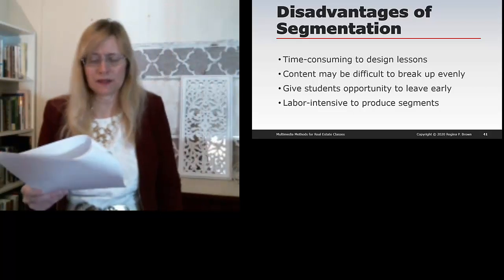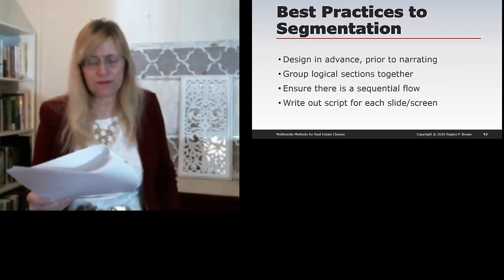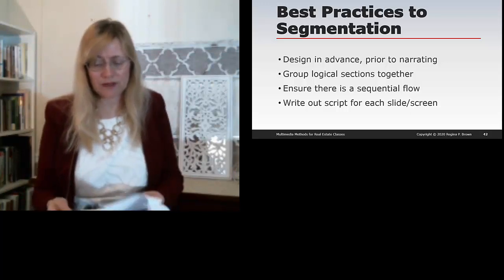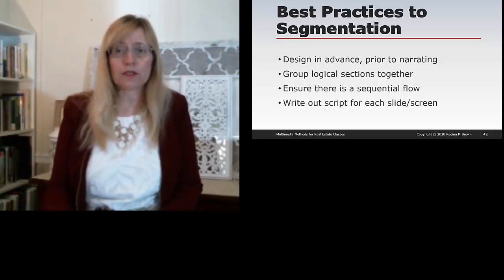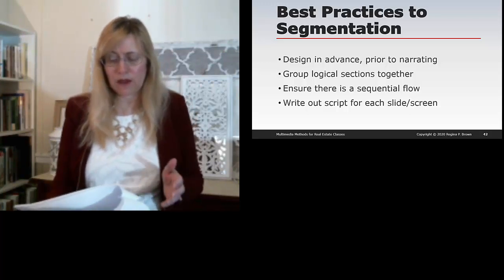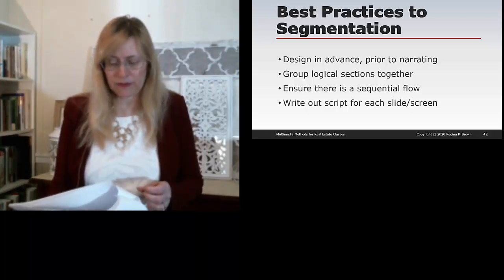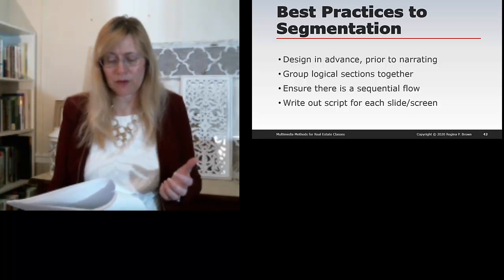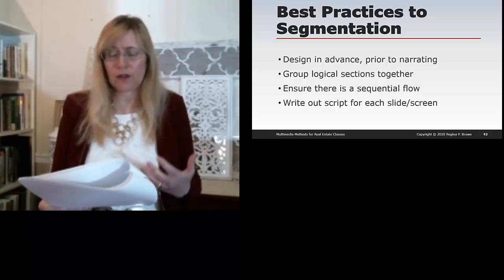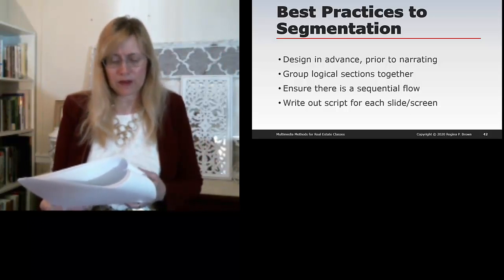What are the best practices to segmentation? For segmentation to be most effective, the modules need to be designed in advance, prior to narrating the course. Otherwise, it can be difficult to divide the audio into short clips later. That means writing out scripts for each screen or slide before starting the audio or video aspects.